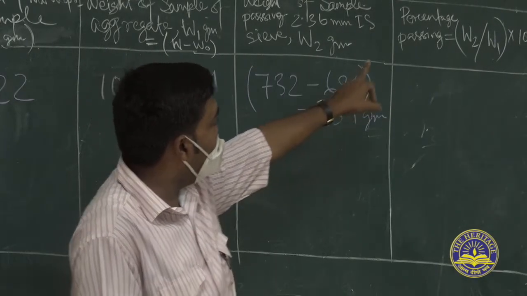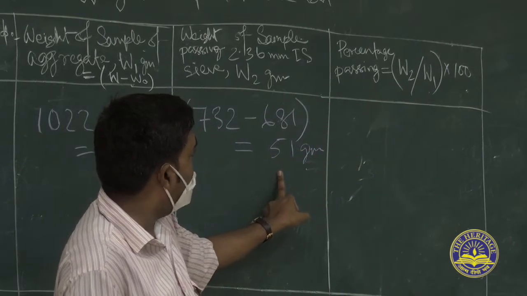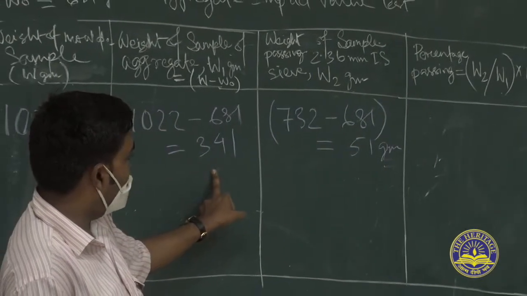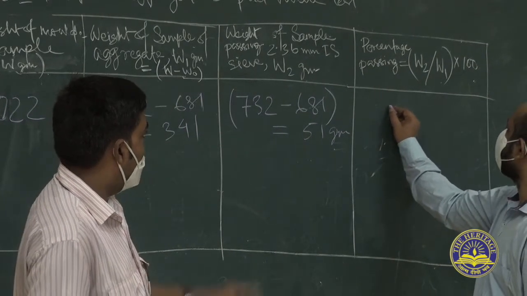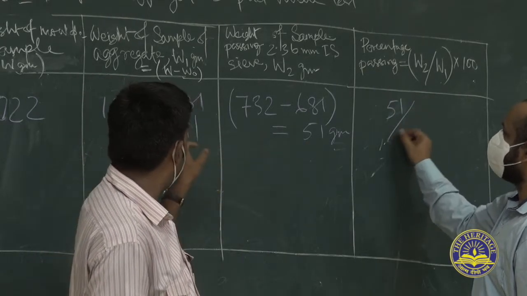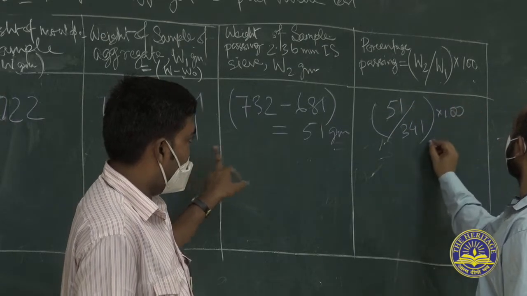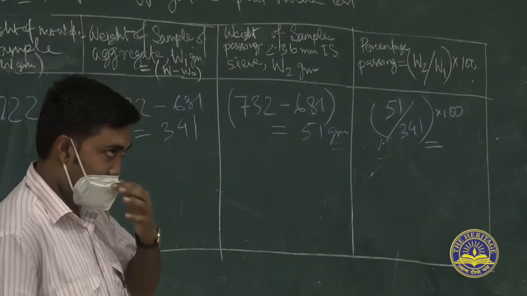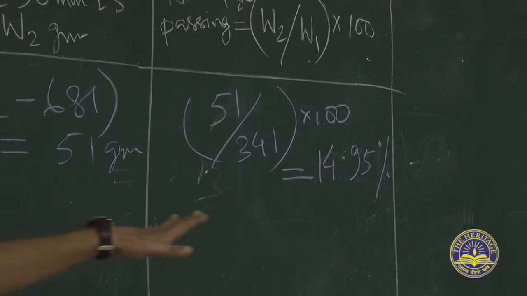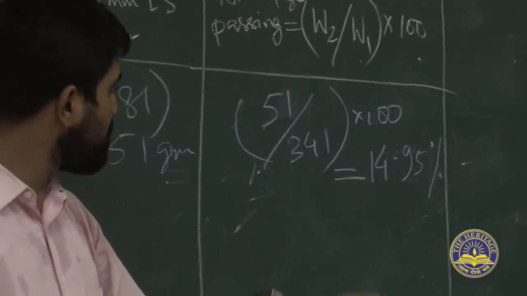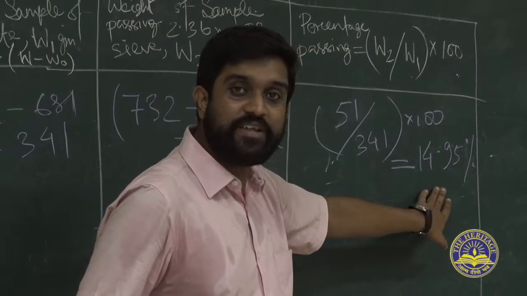Now we are going to calculate the percentage passing, that is W2, which is 51, divided by W1, that is 341, into 100. 51 divided by 341 into 100. So according to the experiment and the result, my total percentage loss of the aggregate is 14.95%.